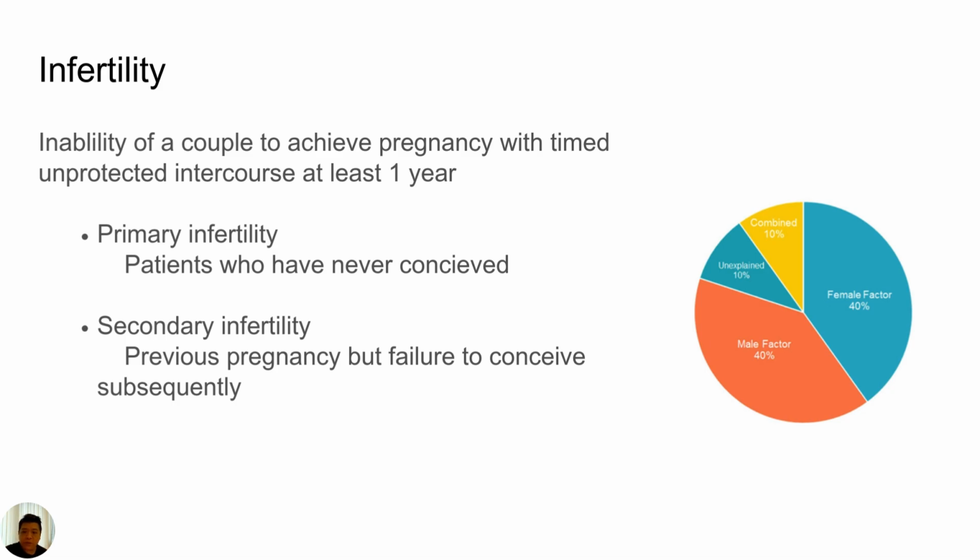Infertility, we need to define infertility. That means the inability of a couple to achieve pregnancy with timed unprotected sexual intercourse for at least 1 year. It can be primary or secondary. Primary means patients who have never conceived. Secondary means the patient has had a previous pregnancy but failed to conceive subsequently.